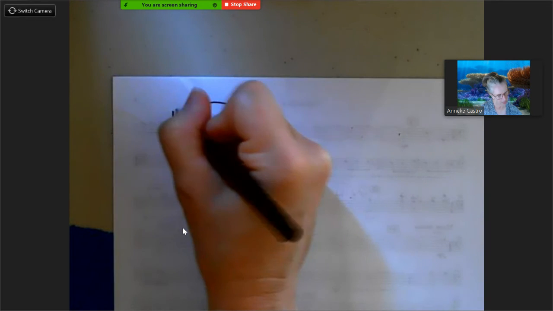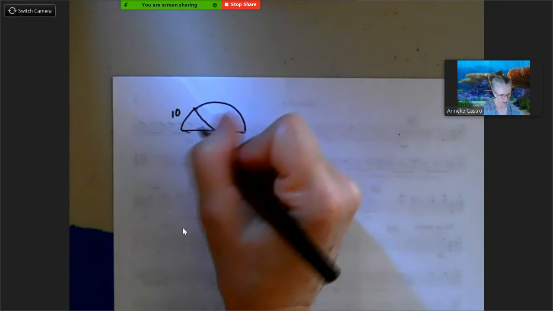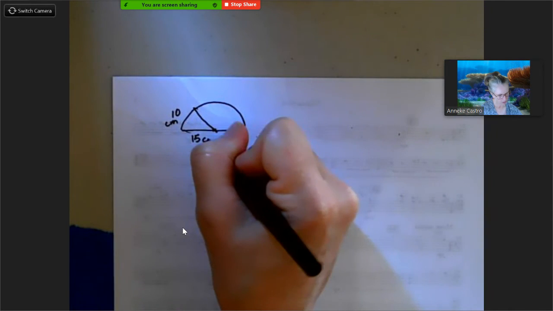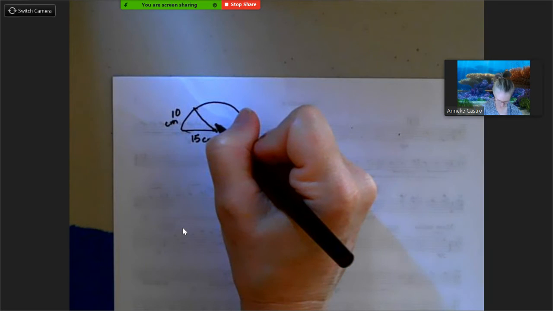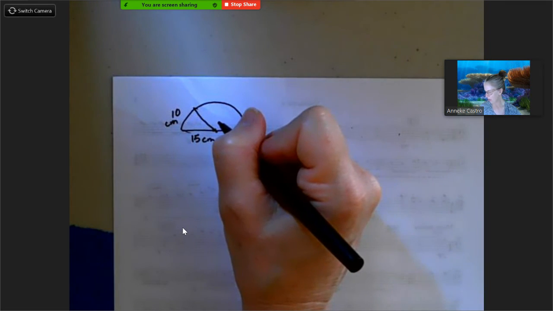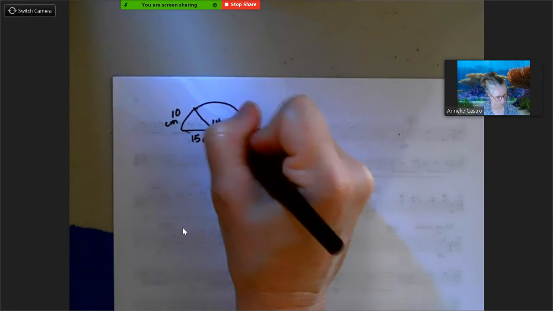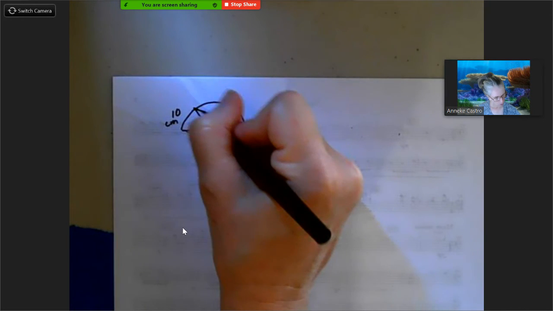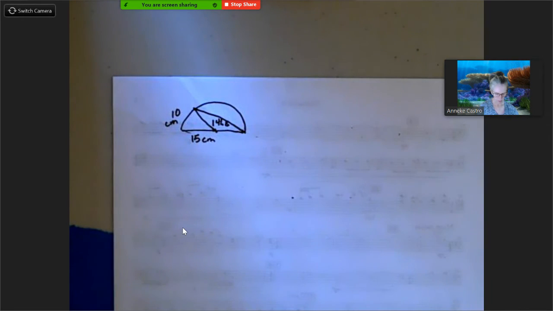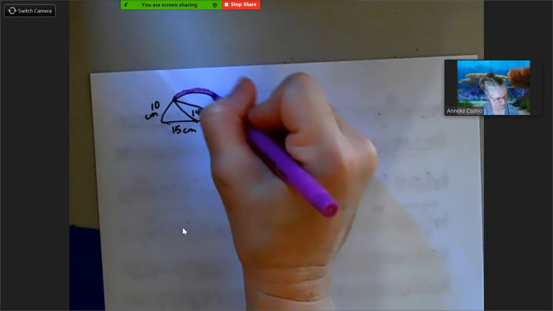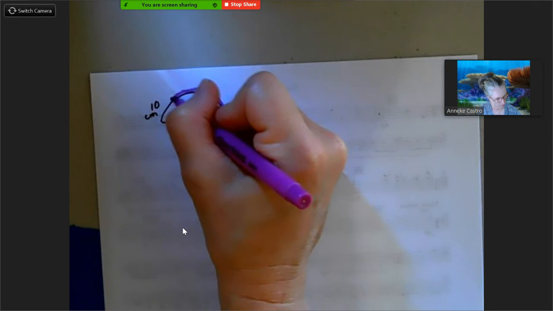Okay, we know this is 10, and that's 10 centimeters, and we know the radius is 15 centimeters, and we know this angle here, we just figured that out, that was 141.8, and we're trying to find the perimeter of this shape. So that means we need from here to here, and we need from here to here.